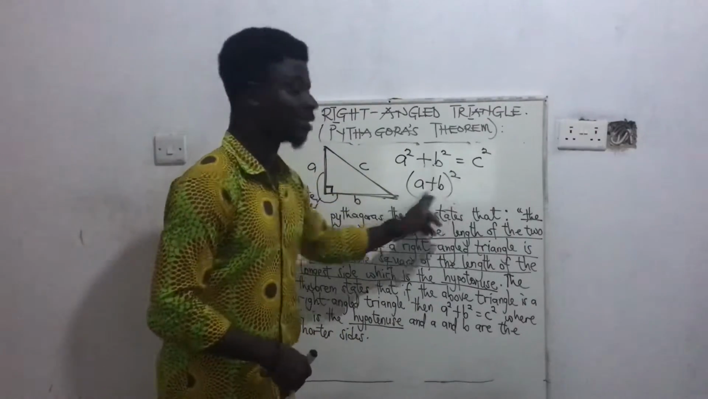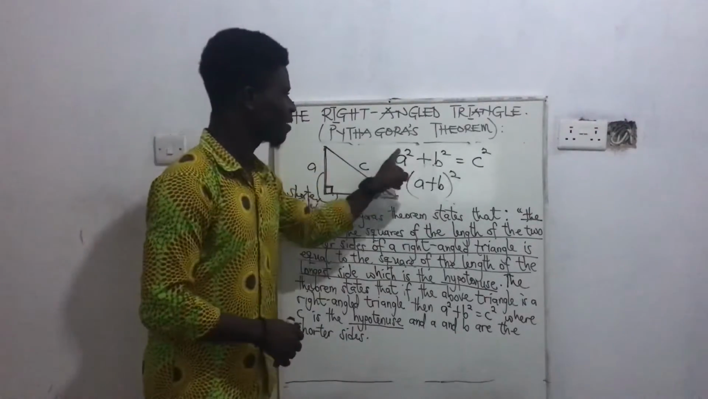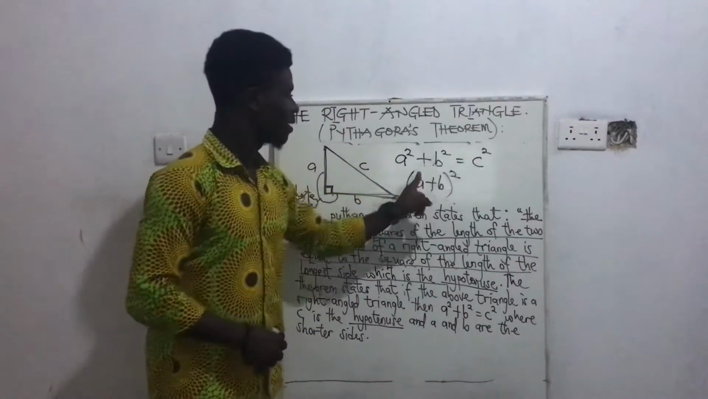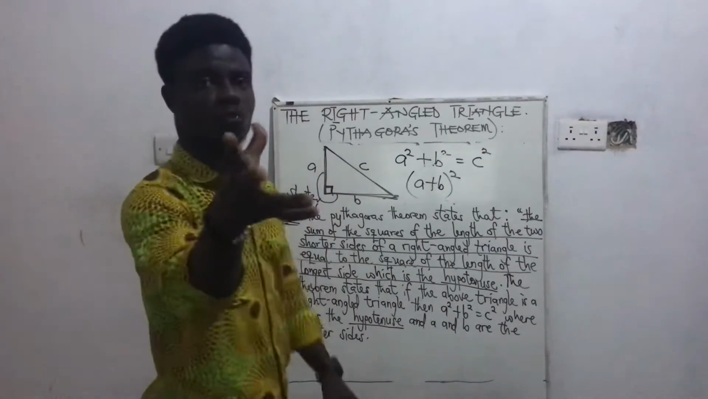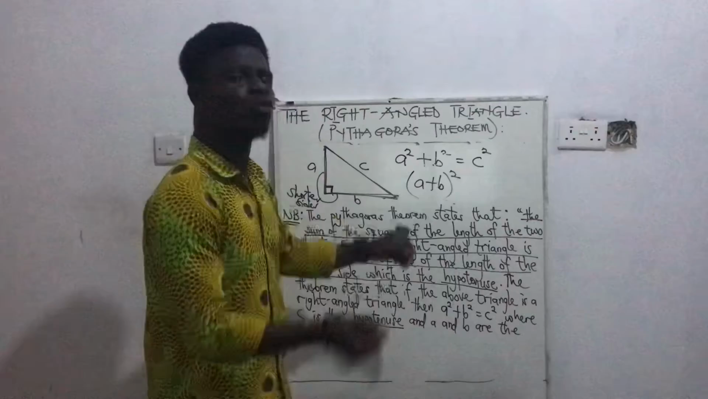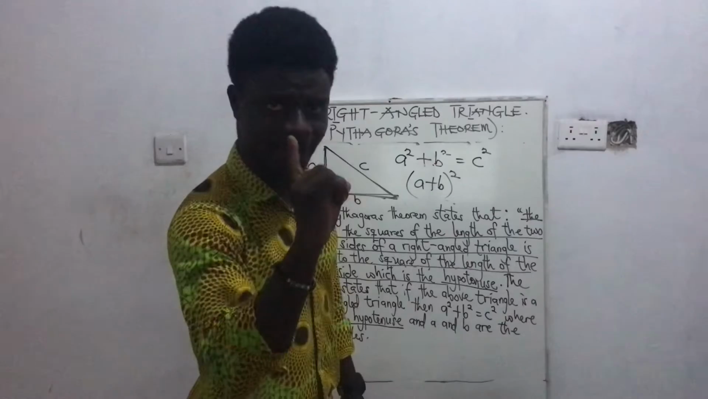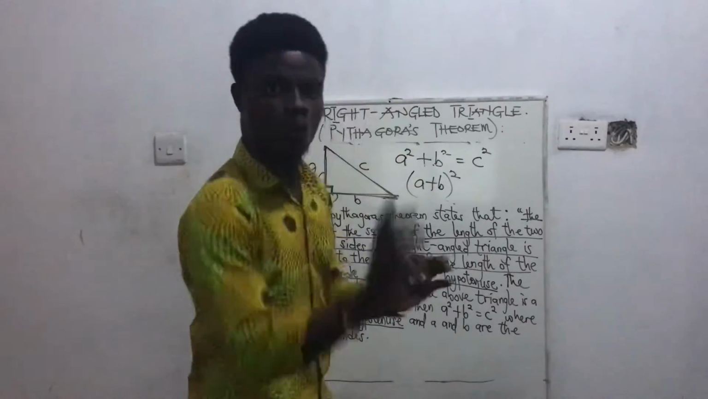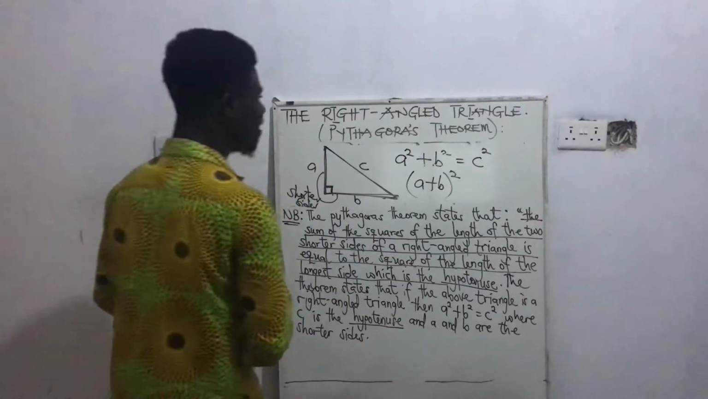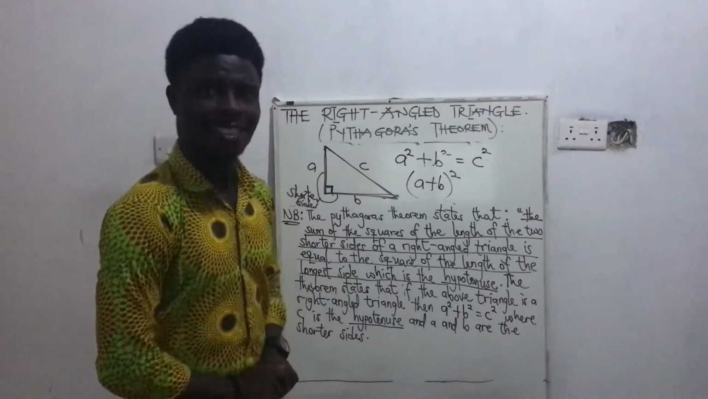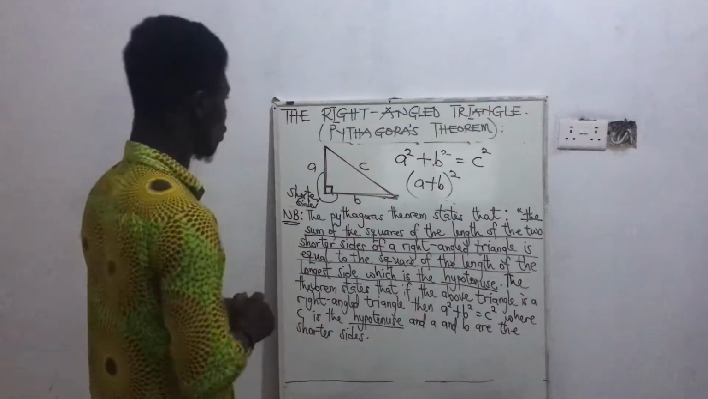Squares of what? The sum. So this is the square of what? The sum. But the sum of the squares: if you find a squared and b squared, then you sum. But for the square of the sum, you have to find the sum first before you square the result. Please, are you getting it? All right. So the sum of the squares is the right expression to use. So please take note of this properly.